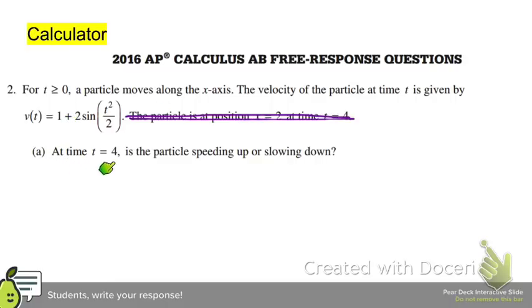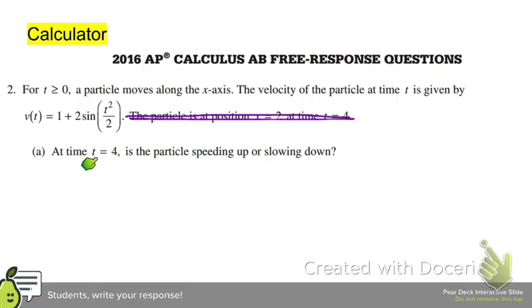Part A, at time t equals 4 is the particle speeding up or slowing down? So remember, to figure out if a particle is speeding up or slowing down, we need to know two things. We need to know what the velocity is at t equals 4, and we need to know what the acceleration is at t equals 4, and we're going to compare the two signs.